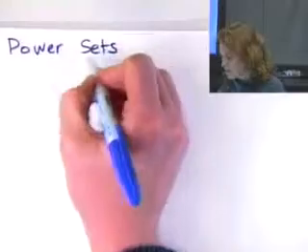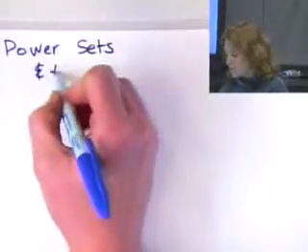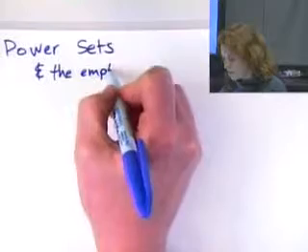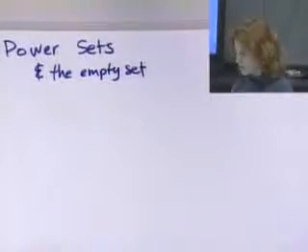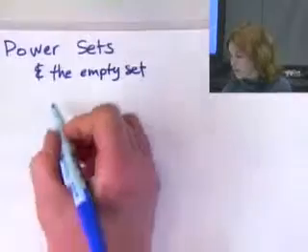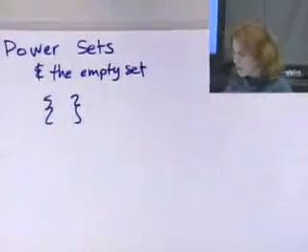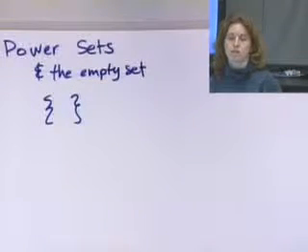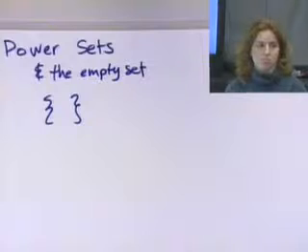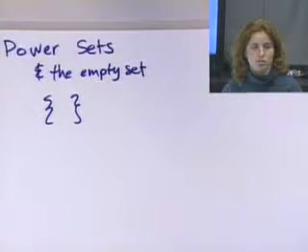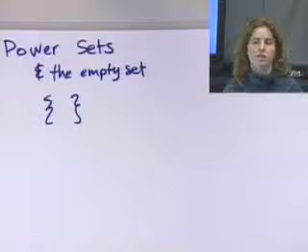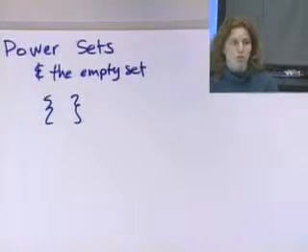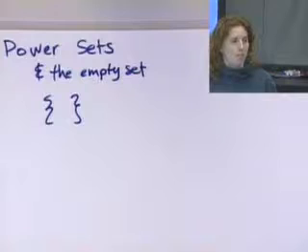That is a good question, so let me answer that question. Power set and the empty set. This set is an empty set. It's a set containing zero things. It's like a container. Is it also a power set? It's not a power set because it has zero elements, and all power sets have a power of two number of elements in them. And zero is not a power of two.